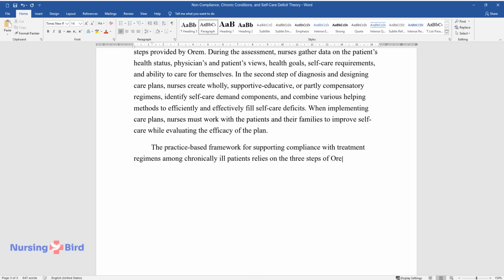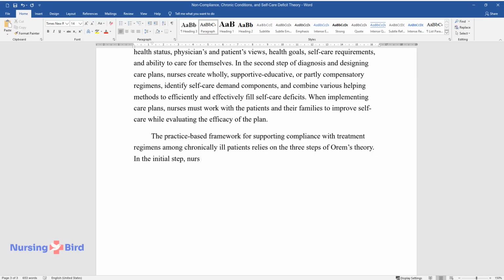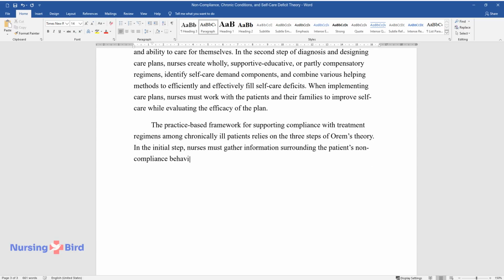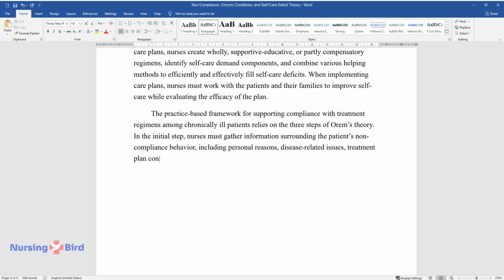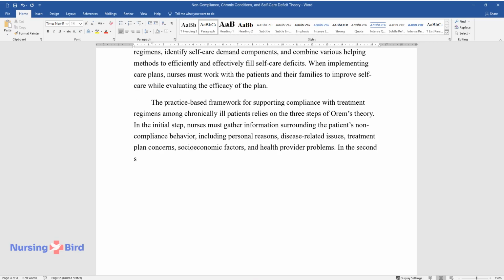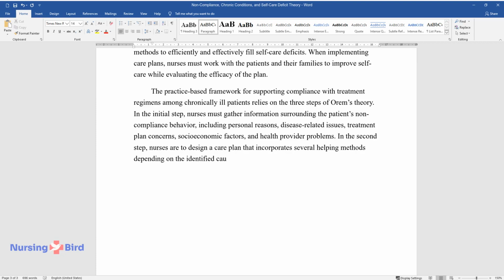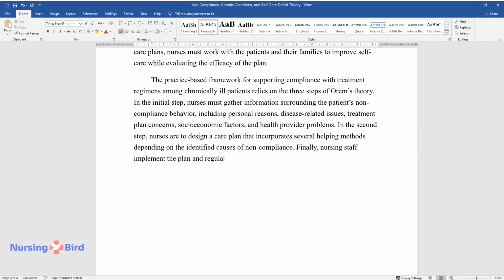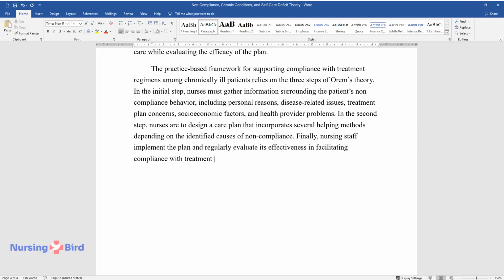The practice-based framework for supporting compliance with treatment regimens among chronically ill patients relies on the 3 steps of Orem's theory. In the initial step, nurses must gather information surrounding the patient's noncompliance behavior, including personal reasons, disease-related issues, treatment plan concerns, socioeconomic factors, and health provider problems. In the second step, nurses are to design a care plan that incorporates several helping methods depending on the identified causes of non-compliance. Finally, nursing staff implement the plan and regularly evaluate its effectiveness in facilitating compliance with treatment regimens.